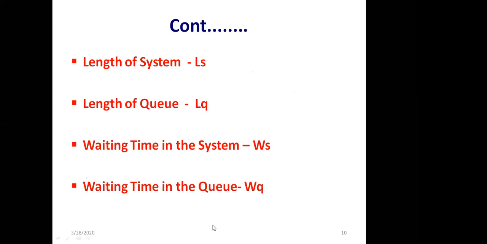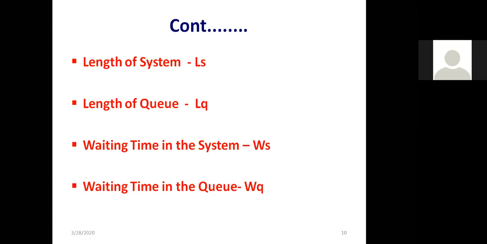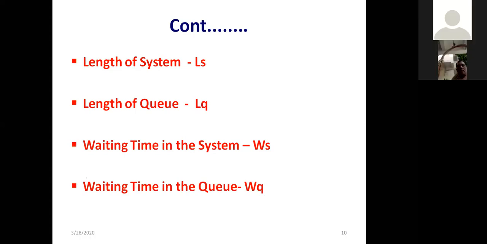Then these are the few important points on which the queuing models depend. Number one is length of system. Second one is length of queue. Next is waiting time in the system and waiting time in the queue. Now, length of system means the total number of customers in the system, which includes the number of customers in the queue plus the number of customers who are being served. So that becomes the length of the system.